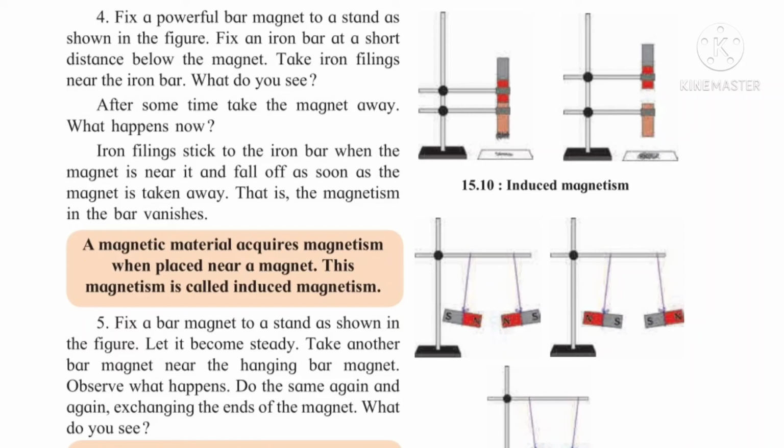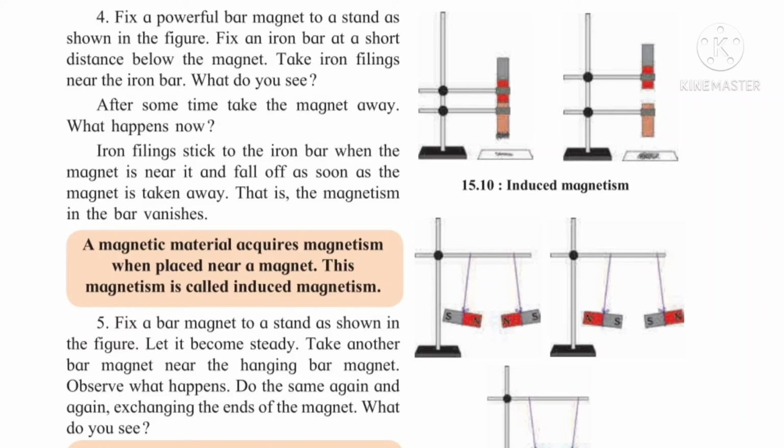As we keep the iron filings near the iron bar, we observe that iron filings get stuck to the iron bar, and as we separate the iron bar from the magnet, the iron filings fall off. Why does it happen? Iron filings stick to the iron bar when the magnet is near it, and as we remove the magnet from the iron bar, the iron filings fall off.